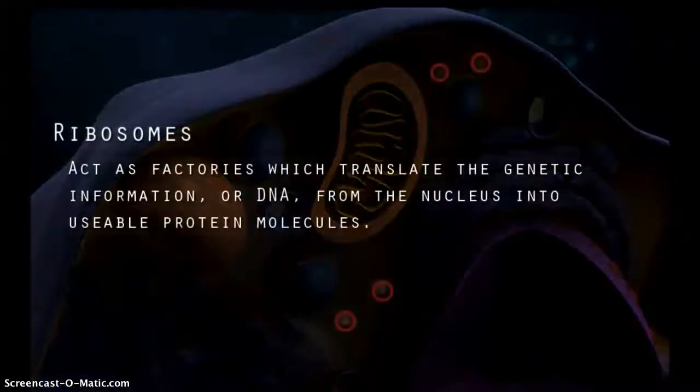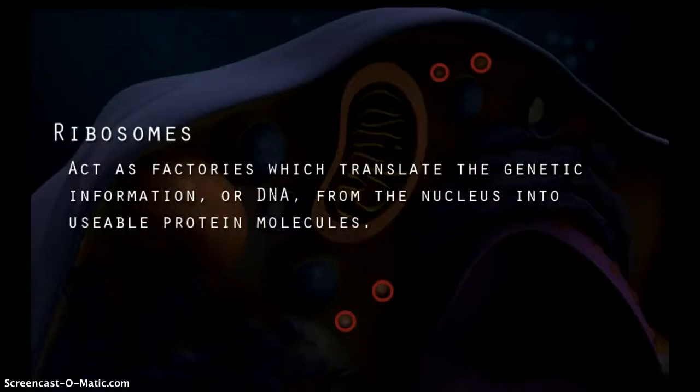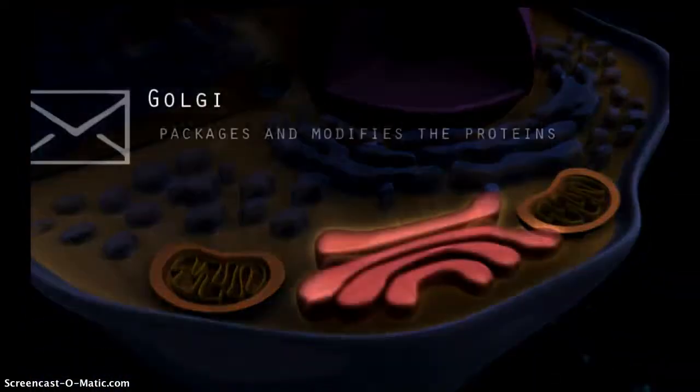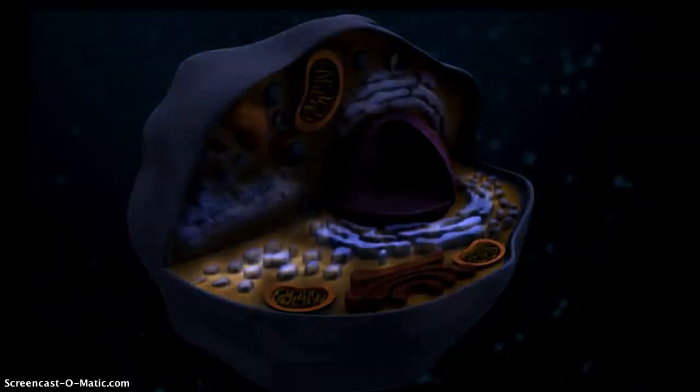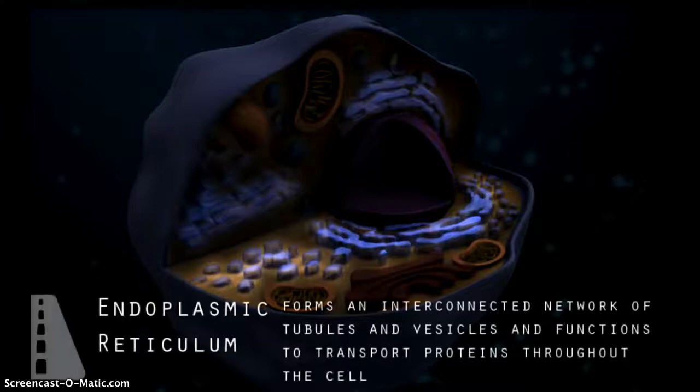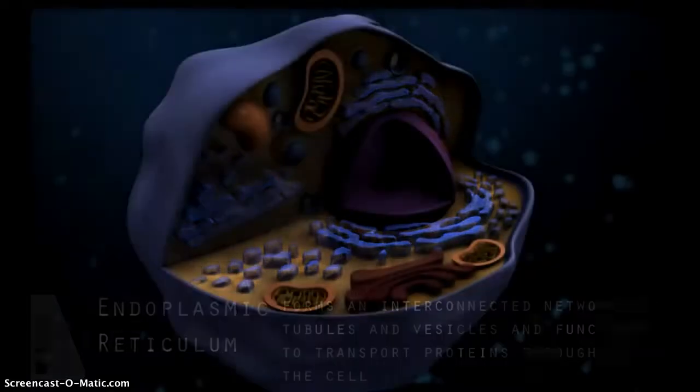The ribosomes act as factories which translate the genetic information, or DNA, from the nucleus into usable protein molecules. Proteins do the work in the cell. The Golgi functions as the post office in the cell and packages and modifies the proteins. The endoplasmic reticulum is the highway of the cell. It forms an interconnected network of tubules and vesicles and functions to transport proteins throughout the cell. So those protein-containing vesicles would be like the trucks on the highways of our city. Many of the protein-producing ribosomes are located on the endoplasmic reticulum.